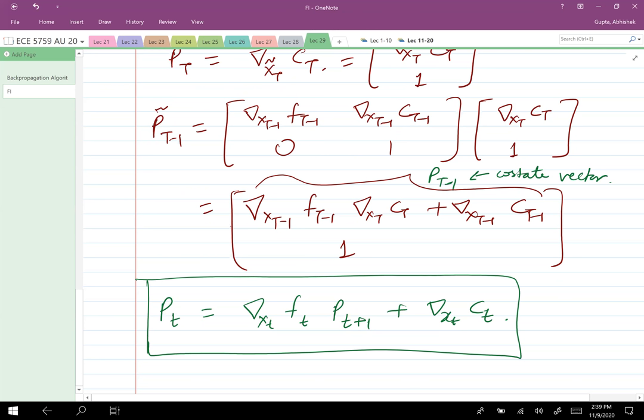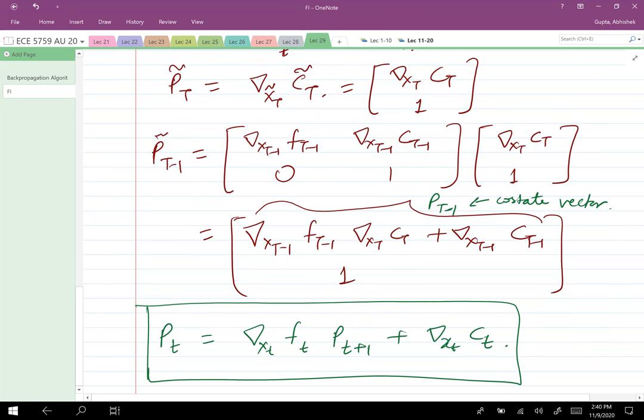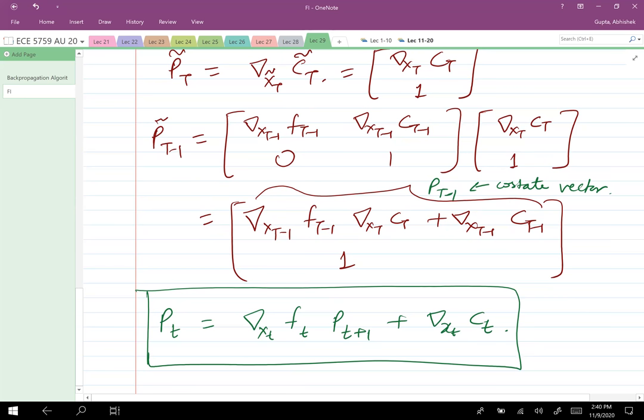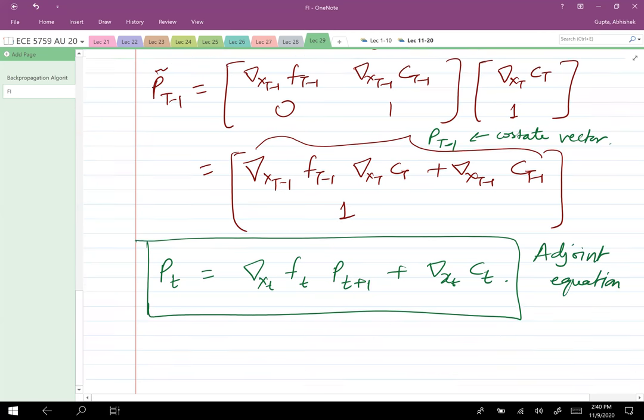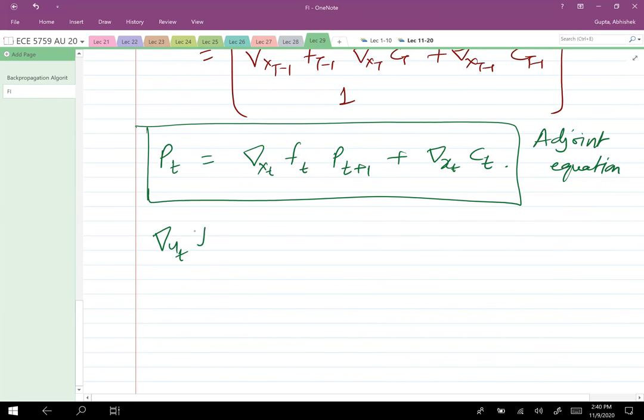Okay, the second component of this P tilde t is always going to be equal to one because you have 0, 1 in the lower half of this gradient of capital F_t. So all in all, what we have is that this is the new costate equation, the costate update equation or the adjoint equation. Okay, and your gradient with respect to U_t of J would be the gradient of U_t of F_t times P_{t+1} plus the gradient of U_t of C_t. Okay, this would be your derivative.